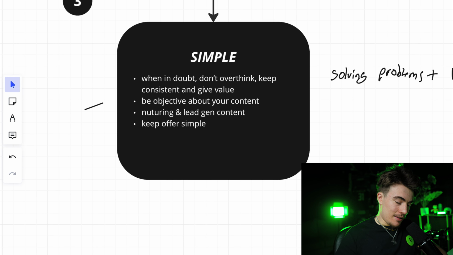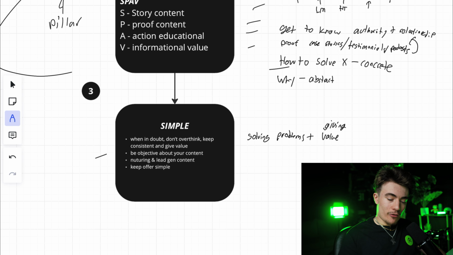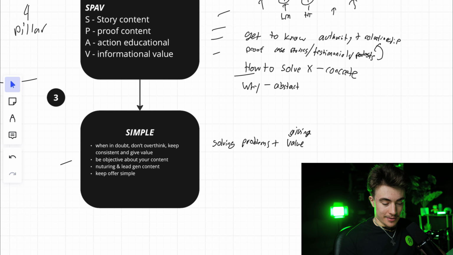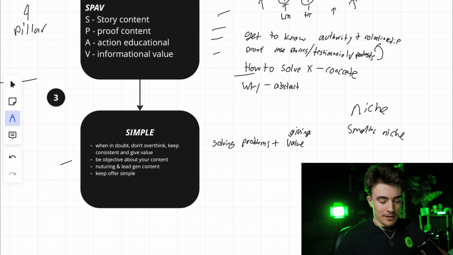The next thing is create lead gen and nurturing content. So this comes to the how to solve stuff. You can make broader how to solve in the bigger part of your niche. So you have your big niche, you have your smaller niche. I always suggest to go in the smaller niche. I hate using niches and stuff, but it's the way to make money. The cash is in the niches. Unfortunately, I like going big, all that stuff, but niches is where it's at.